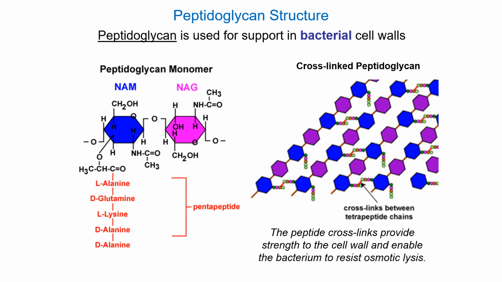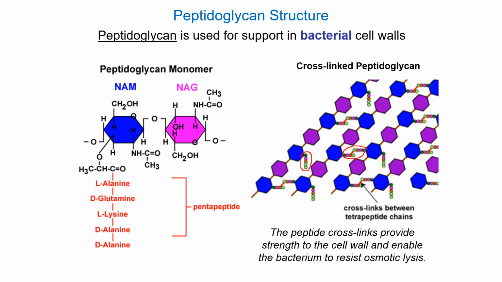Adjacent chains of sugar are held together by peptides. Peptides are short chains of amino acids. So I'll circle one. Here we have a peptide. You can see that it consists of 5 amino acids. Here you're seeing 2 of these peptides.